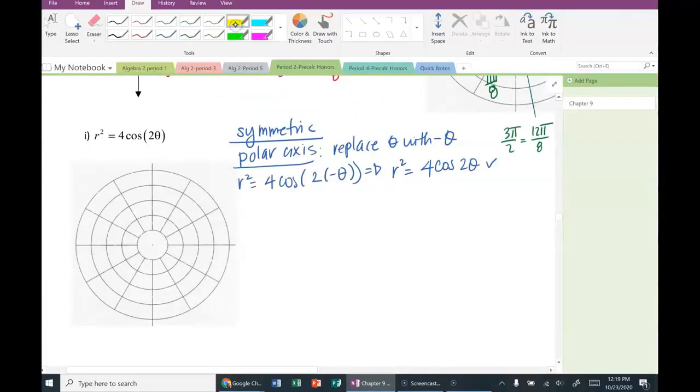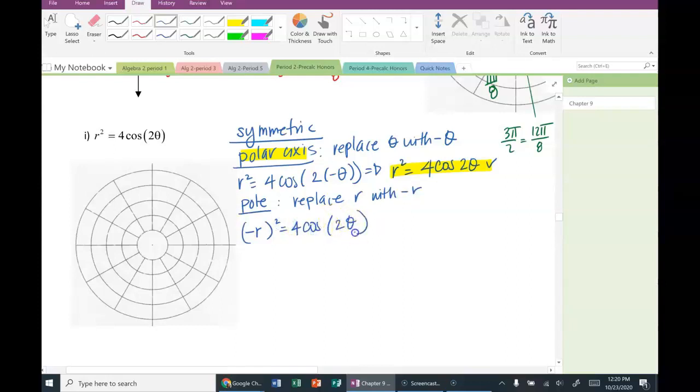So we will highlight it, okay? And then we will go check the other one to see if the other ones will also work. Next, I want to go to the pole or the line. It doesn't really matter, guys. So for the pole, you could replace r with negative r. So negative r quantity squared equals 4 times cosine of 2 theta.